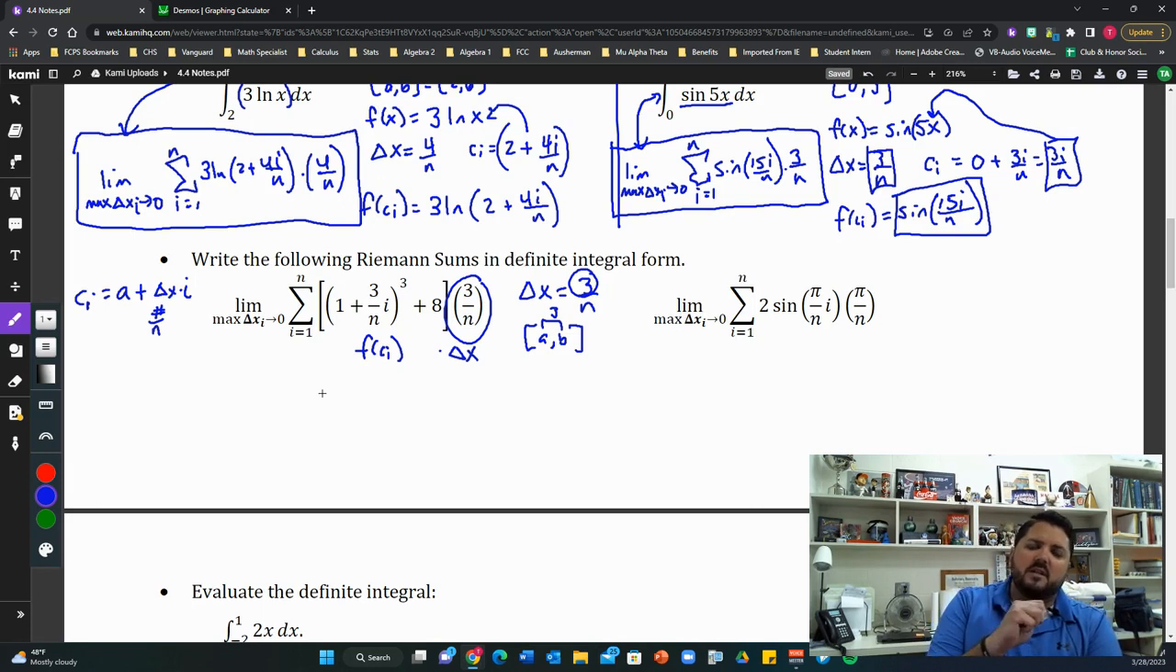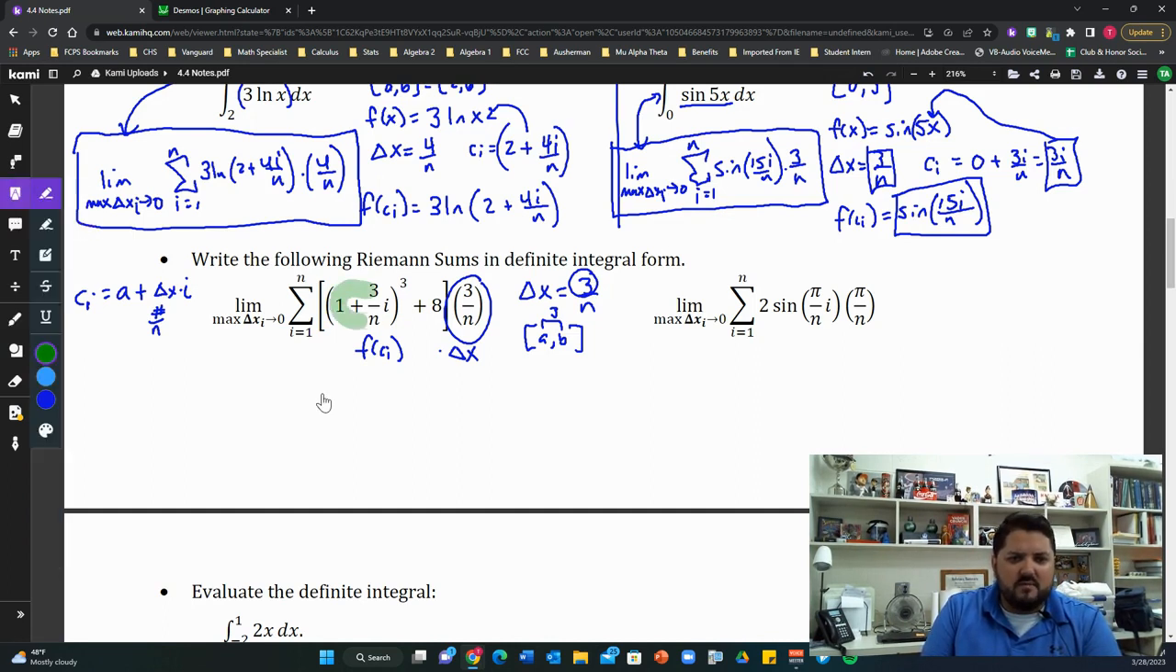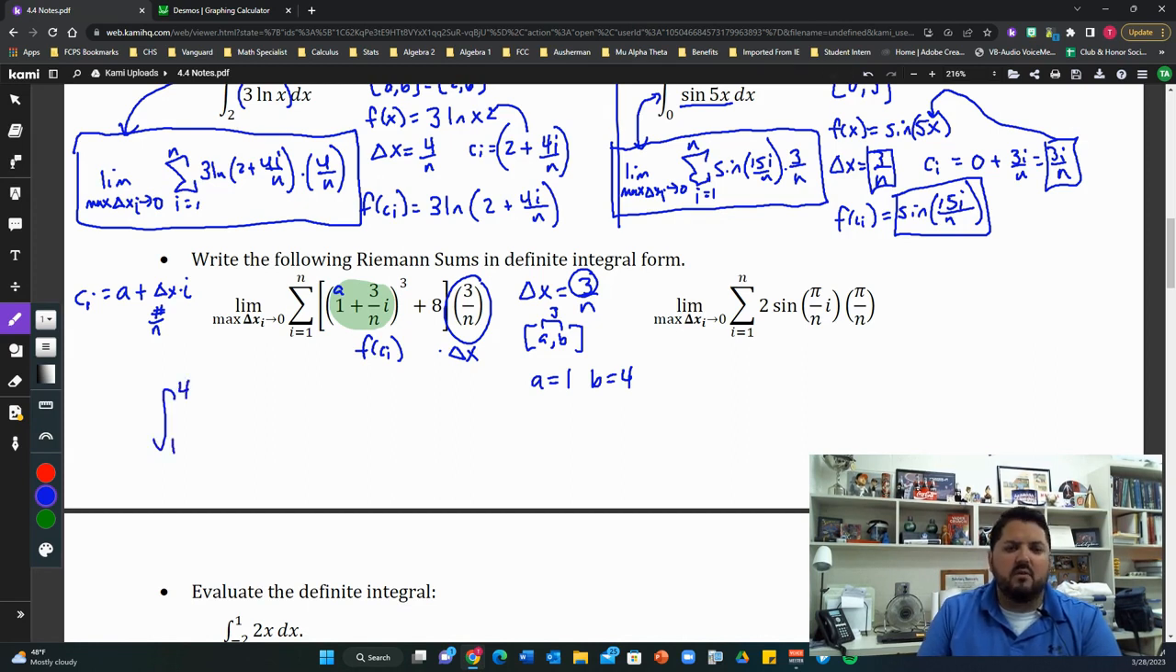If there's something being added inside of something else, then that thing inside is my c sub i. For example, in this one, inside of this quantity cubed, that binomial is my c sub i. It has the exact same structure of a plus delta x, and it matches the 3 over n from the outside times i. So this is my c sub i, which means my a value must equal 1. That's where that 1 plus comes from inside of there. That also means my b value is 4. So I have the first part of my definite integral.